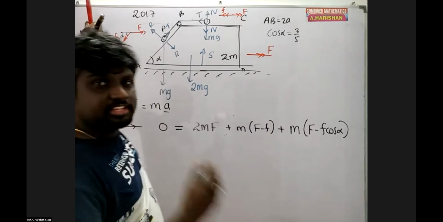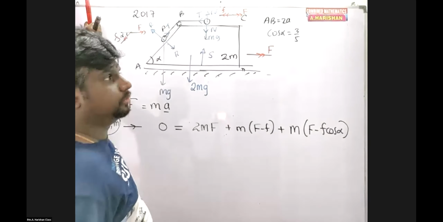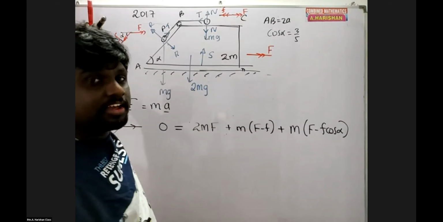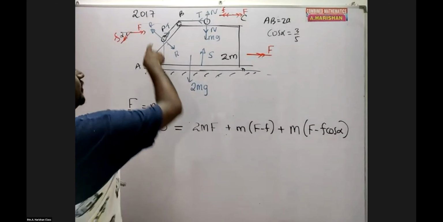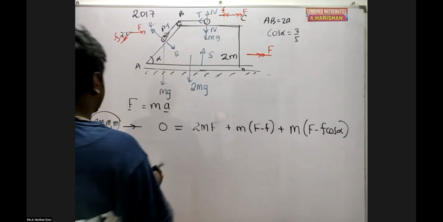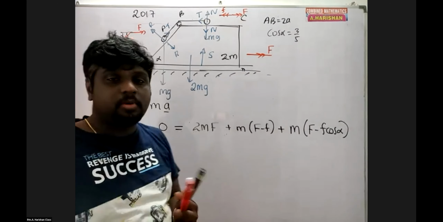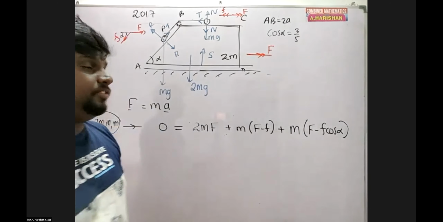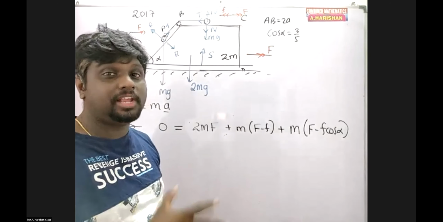Okay, so now we have considered the system. After that, what we have to do is consider each and every particle. That's it. So first we will consider this particle, simple m, in the direction of the freedom of motion. In the direction of the freedom of the motion, we have to apply F equals ma.